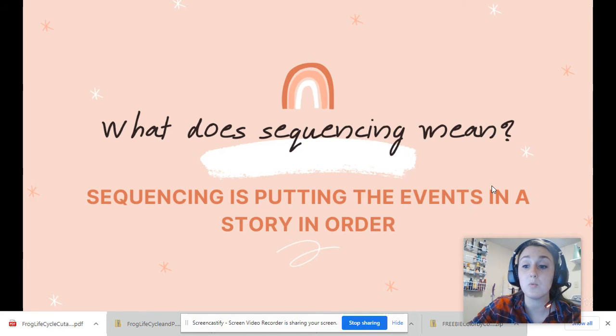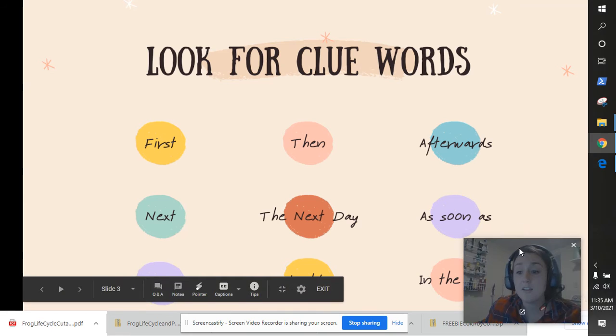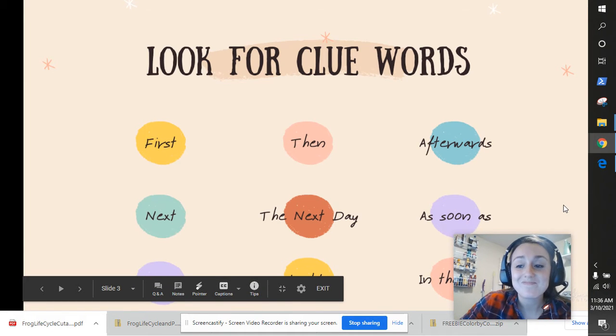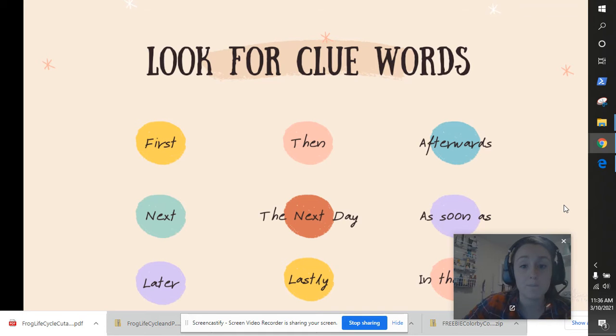We have talked about this with how-to things. We talked about sequencing when we were baking things, just making sure those things go in order, because if they don't, it will mess up our story. So there are certain words in a story or in writing that help give us clues about how they're going to be: first, then, afterwards, next, the next day, as soon as, later, lastly, and in the end. These are all clue words to tell you that something is happening and that these things are important, giving you events in an order.